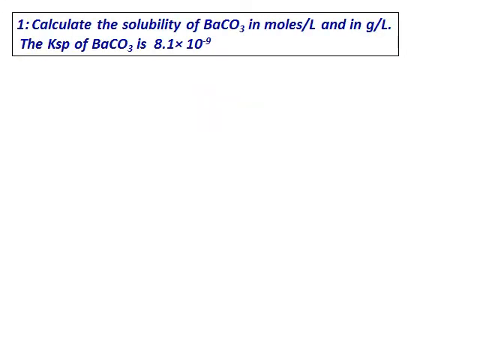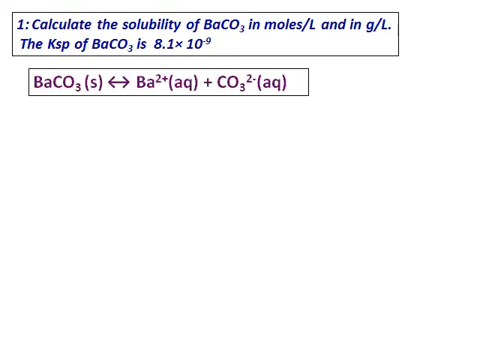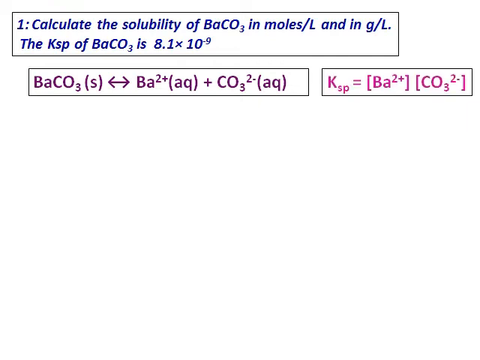Calculate the solubility of barium carbonate in moles per liter and in grams per liter. The Ksp of barium carbonate is 8.1 × 10 to the power of minus 9. As a first step, write down the equation: barium carbonate solid is going to give you barium ions and carbonate ions. Write the solubility product equation and then set up the ICE table.